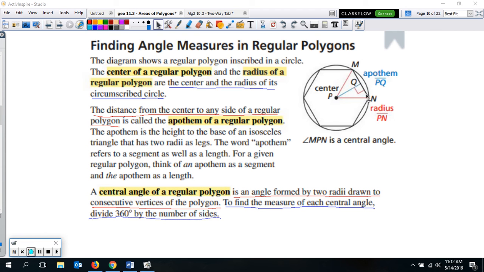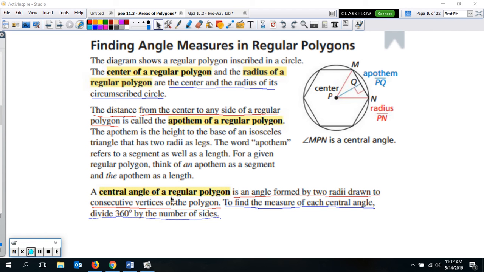This now here is not necessarily going to equal your radius. It could be wider or shorter, but these two will always be the same, so it makes an isosceles triangle, and this would be like the altitude to this triangle. So it's going to be connecting basically the height. It's going to show the height to the base of an isosceles triangle. The word apothem refers to a segment as well as a length. For a given regular polygon, think of an apothem as a segment and the apothem as a length.